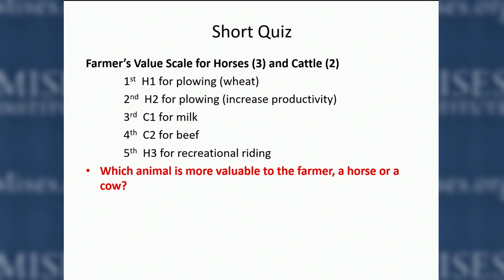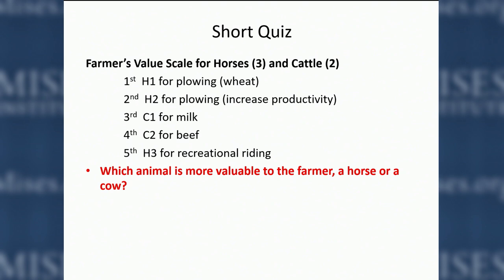And he ranks the ends as follows. The first horse is the most important good that he possesses, and it's for plowing for wheat. The second horse increases the productivity of plowing because you can hitch 2 horses and you can dig deeper and get more wheat.